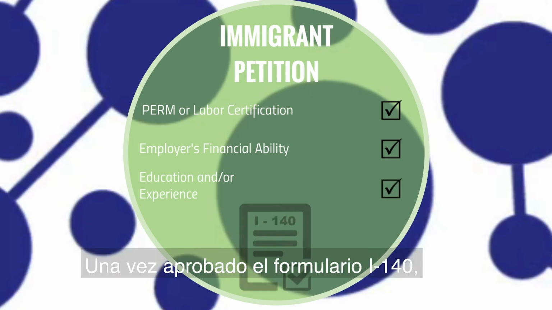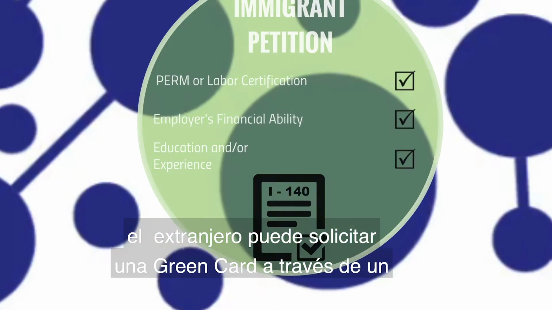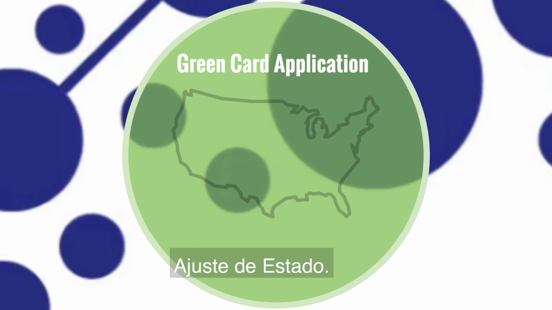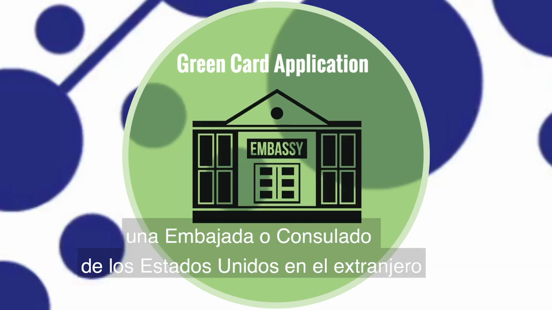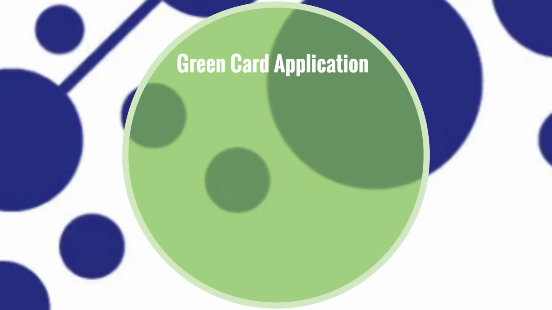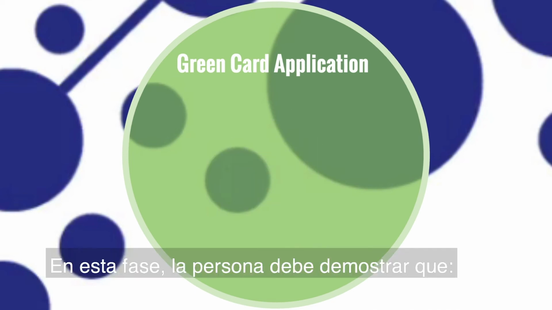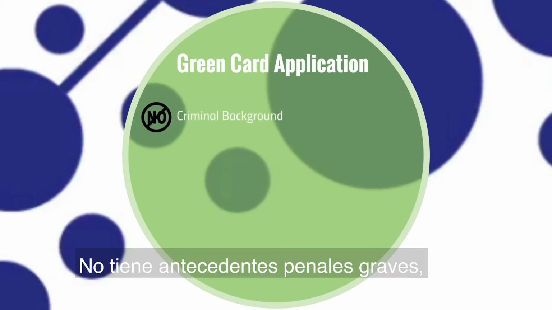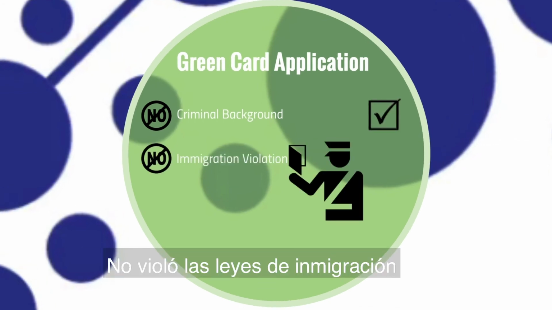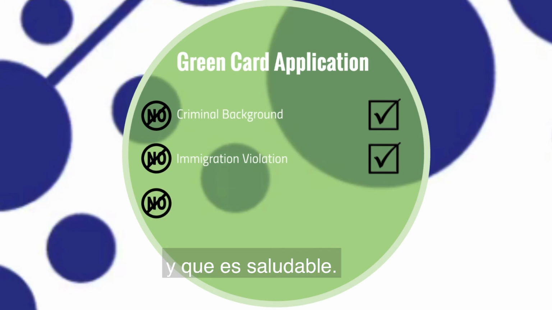Once Form I-140 is approved, the foreign national may apply for a green card through an adjustment of status if present in the U.S., or through a U.S. embassy or consulate abroad if not present in the U.S. In this stage, the person must demonstrate that he does not have a serious criminal background, that he did not violate immigration laws, and that he is healthy.